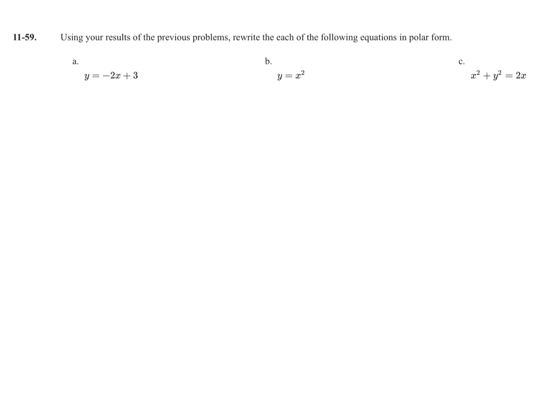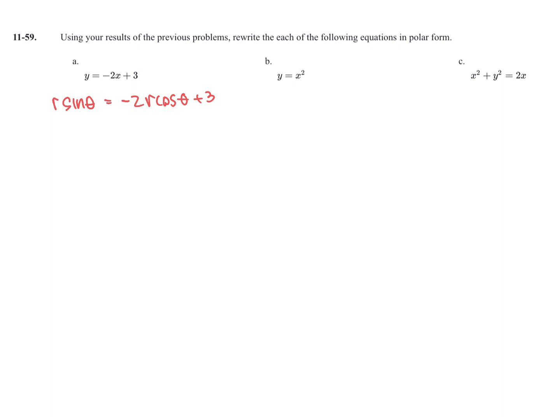1159, using your results from the previous problems, keeping your toolkit handy. Rewrite each of the following equations in polar form. So y equals negative 2x plus 3. Well, what is y? Y is r sine theta equals negative 2. What is x? That is r cosine theta, and then plus 3.